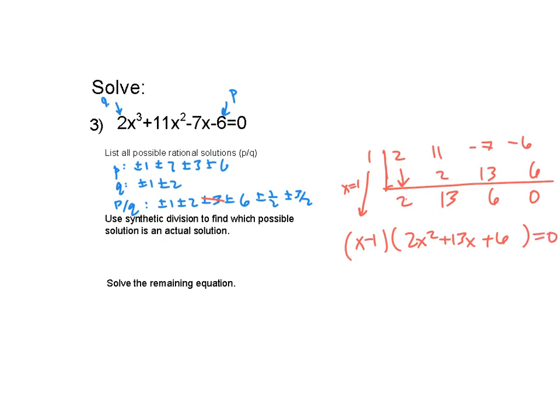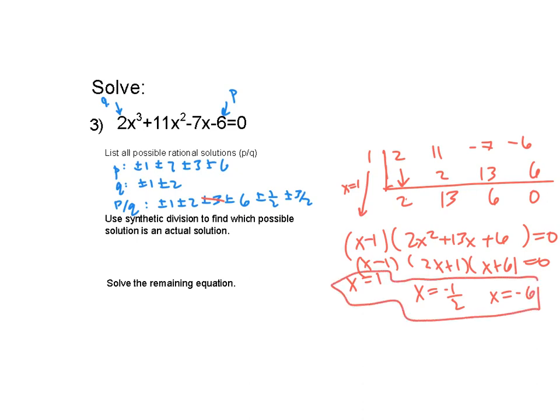And notice the original polynomial was equal to 0. Now it says solve the remaining equation. Well, I know how to do that. x minus 1 equals 0 gets me x equals 1. 2x squared plus 13x plus 6 equals 0. I can solve by quadratic formula, or I can factor, and this one's factorable. This factors into 2x plus 1 times x plus 6. So I have x equals -1/2 and x equals -6. There are my 3 solutions to this problem.